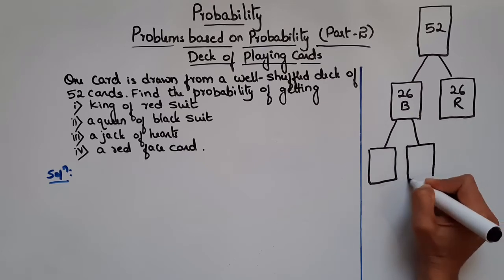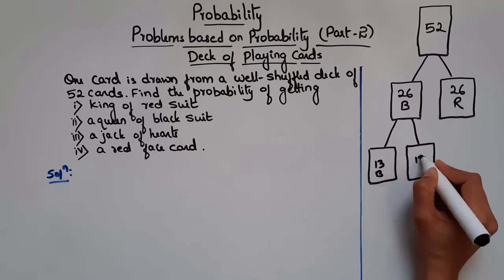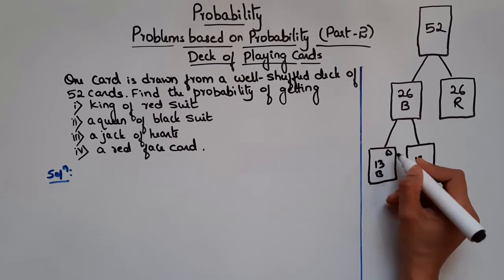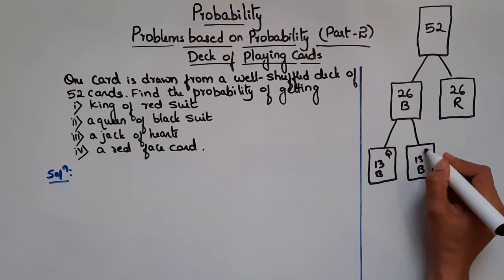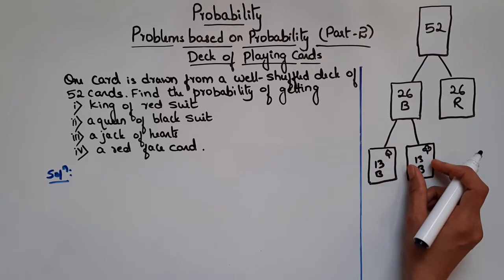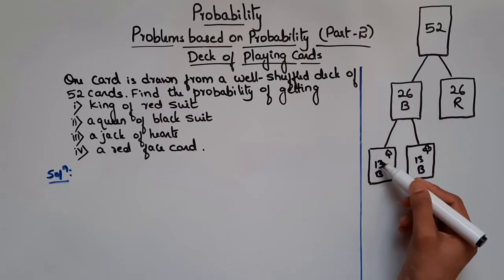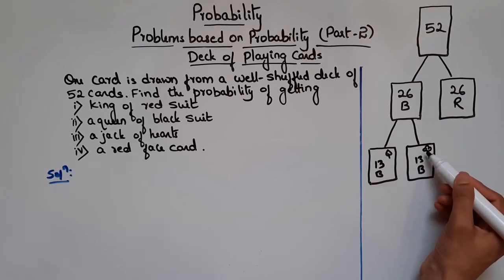So we have 13 black cards here, and here also 13 black cards. But based on the type of card, these 13 cards have got this symbol and these 13 cards have got this symbol. So these cards are called spade and these cards are called club. So I repeat, in 26 black cards, there are 13 black spade cards and we have 13 black club cards.